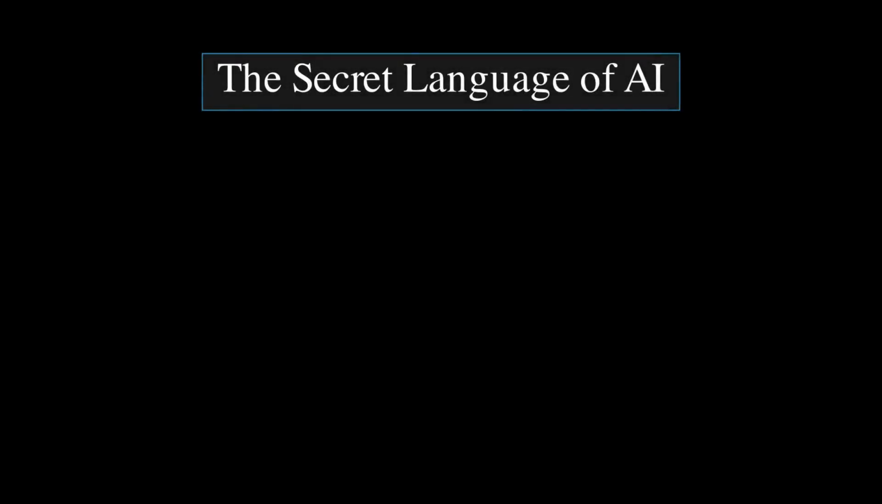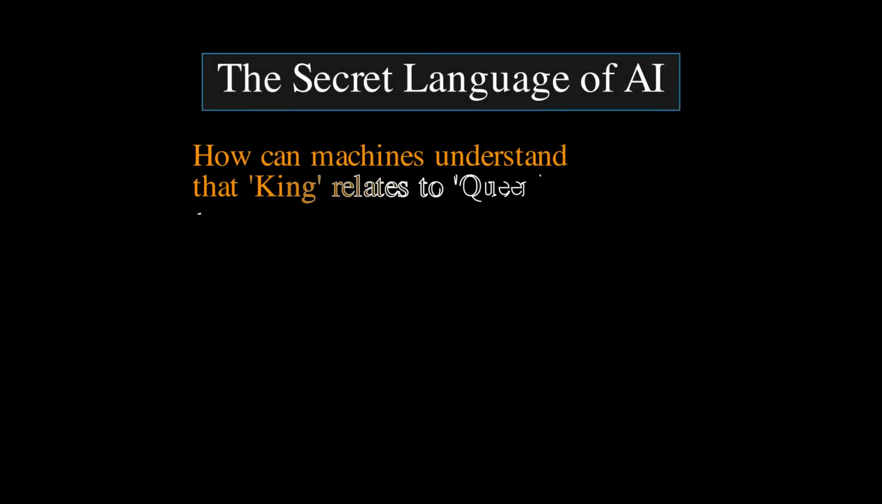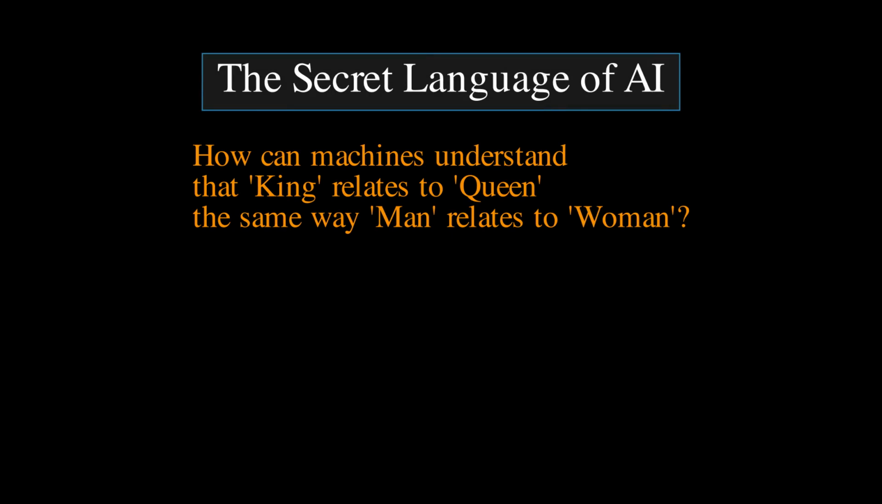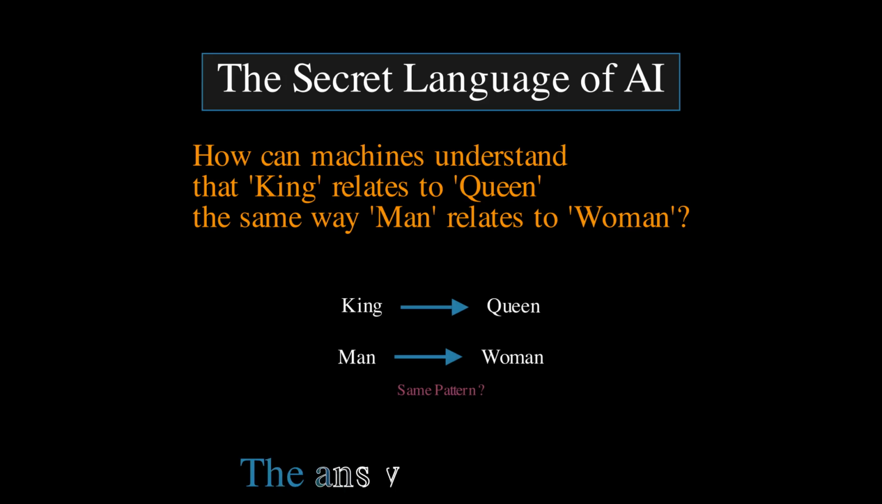Imagine if you could teach a computer to understand that king is to queen as man is to woman, or that Paris and France have a similar relationship to Tokyo and Japan. This seems impossible. How can a machine understand meaning and relationships between words? The answer lies in one of the most fundamental concepts in mathematics, vectors. Today, we'll discover why vectors are the secret language that allows artificial intelligence to understand human language and think in ways that seemed like science fiction just decades ago.